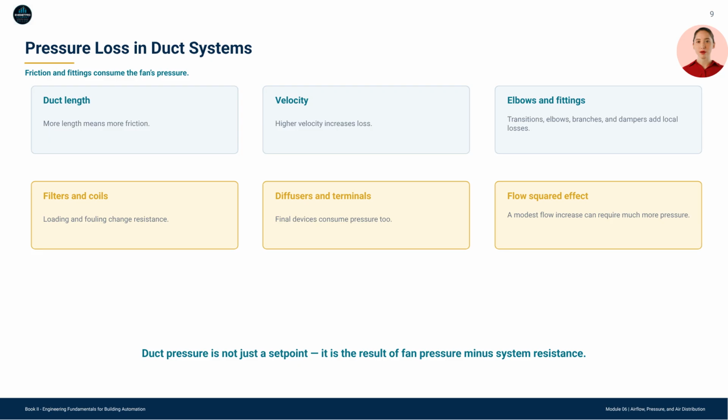Also remember that many pressure losses increase roughly with the square of airflow. That means a modest increase in flow can require a much larger increase in pressure. This is why simply raising duct static pressure can waste energy and still fail to solve the root problem.